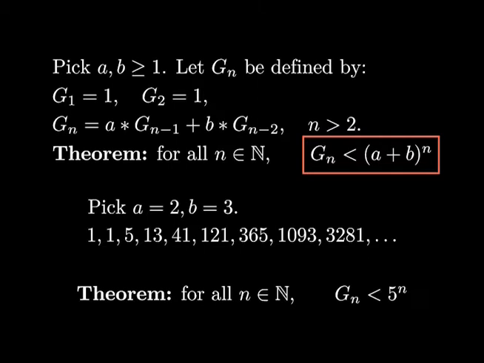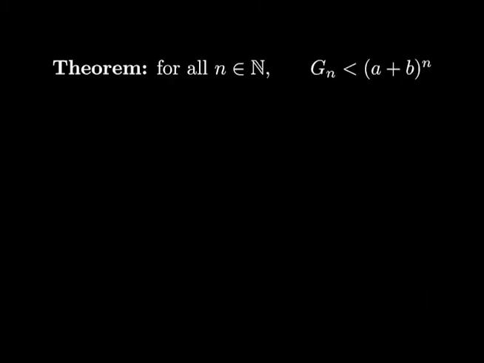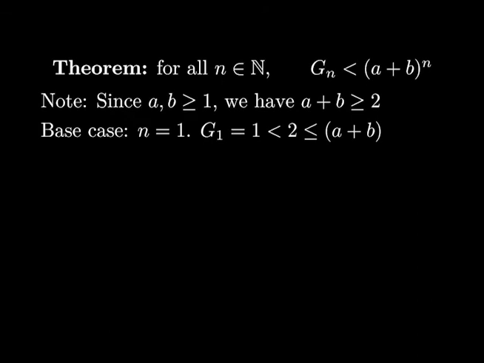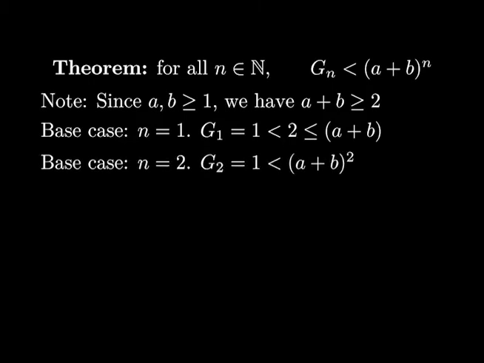Let's prove that theorem. First, recall by definition that a and b are both larger than or equal to 1, so a plus b is larger than or equal to 2. Now let's check n equals 1. So g1 is 1, and a plus b is bigger than 1, so P of 1 is true. G of 2 is 1, and a plus b squared is greater than or equal to 4, which is certainly greater than 1, so P of 2 is true.